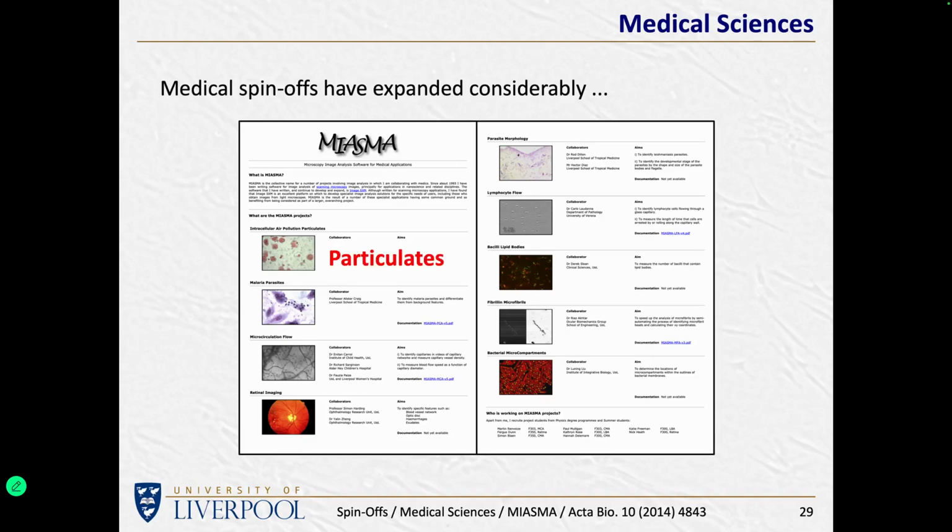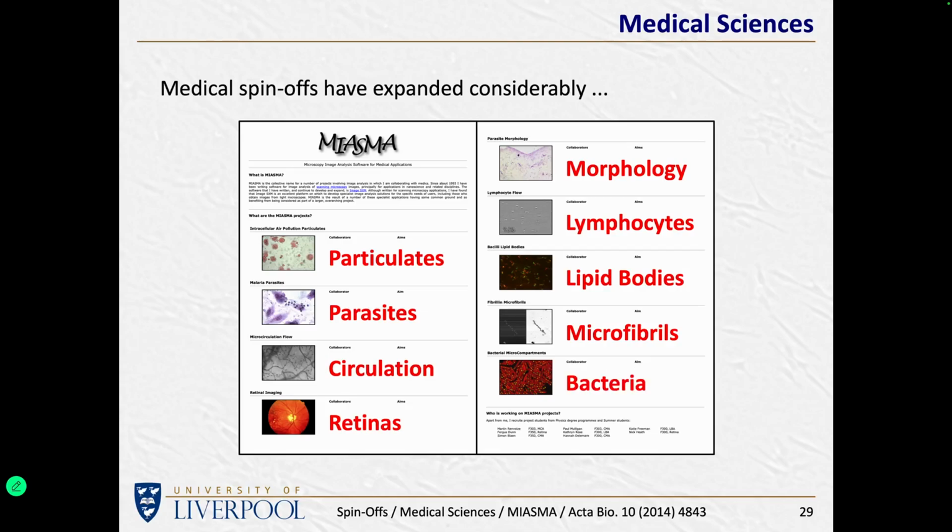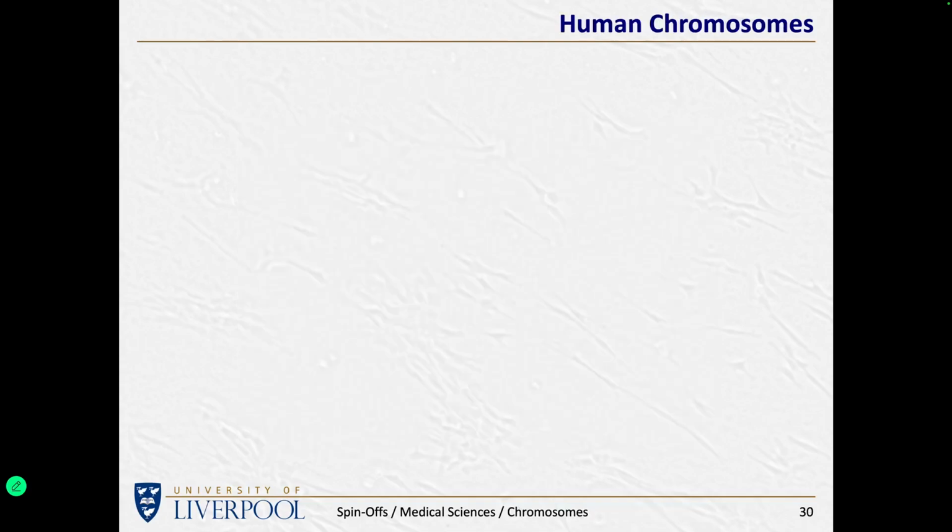So I've worked on, for instance, particulate matter, looking at carbon particulates in lung cells or lung tissues, looking at the development of parasites, looking at the circulation of blood cells. I'll come back to that particular application in a moment. Looking at features on the back of the retina, because that helps diagnose other problems with the patients. Looking at morphology of parasites, looking at the structure of cells, and looking at fibril structures as well as bacteria. In other words, looking at different morphologies as well as arrangements of these various biological structures.